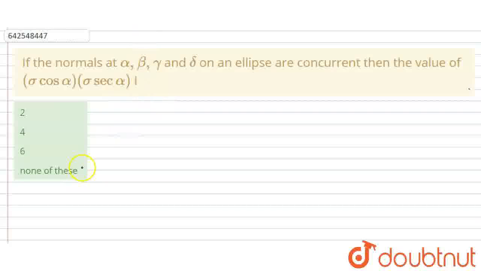First, I'm going to write the equation of the ellipse. The equation of the ellipse is x square by a square plus y square by b square equal to 1.